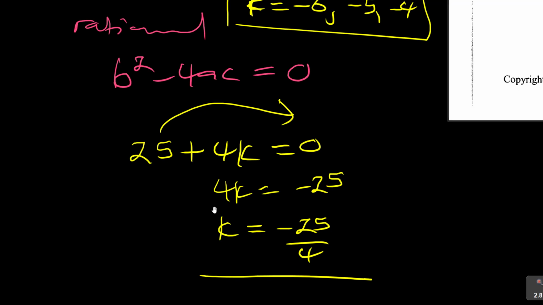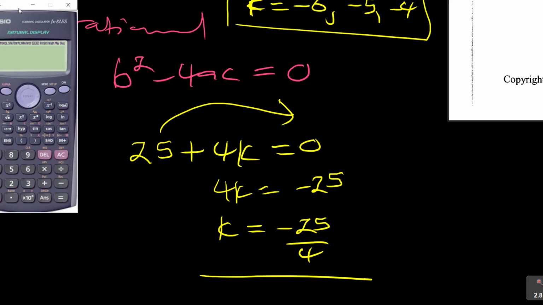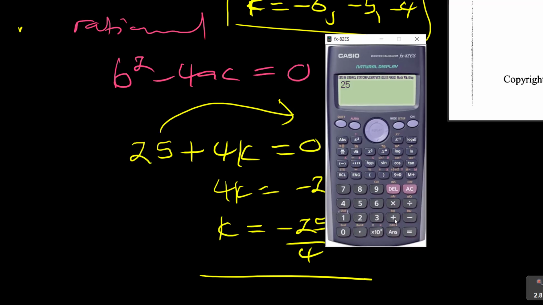What will I have? It will be 25 plus 4 times negative 6, equal to, you see, I'm getting a 1. 1 is a perfect square. Let's try another one. Let's put negative 5. 5 is not a perfect square, so negative 5 won't do. Let's try negative 4. There is a 9, so negative 4 will do. Negative 3 won't do.